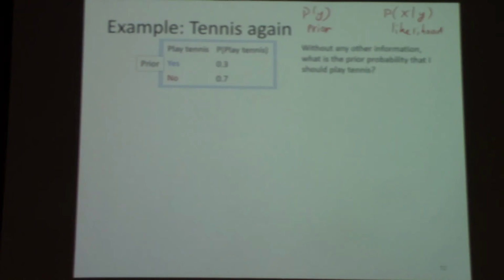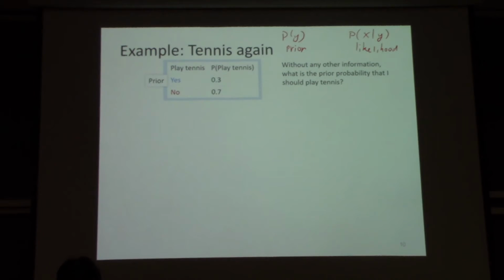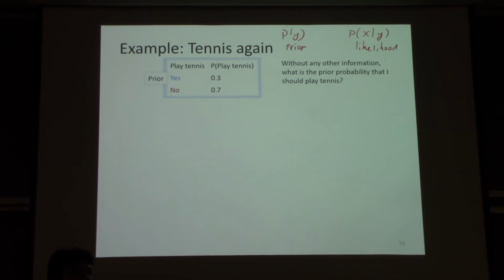The prior probabilities could just be a table. This is an example of a classifier. The prior probabilities could be a table that says, should you play tennis? What's the probability that I should play tennis, before you even get any observations from the world? Before I even get any information about the weather, there's a 70% chance that I won't be playing tennis today.